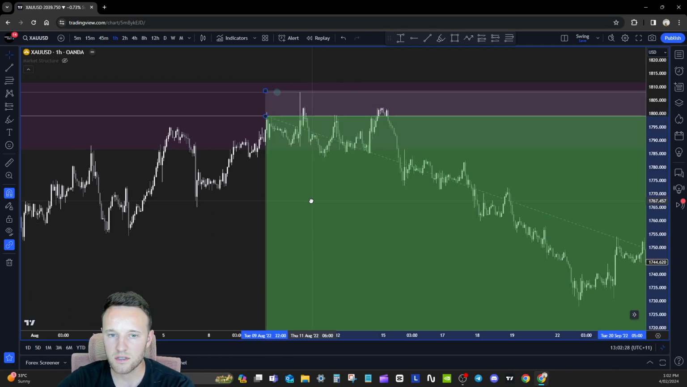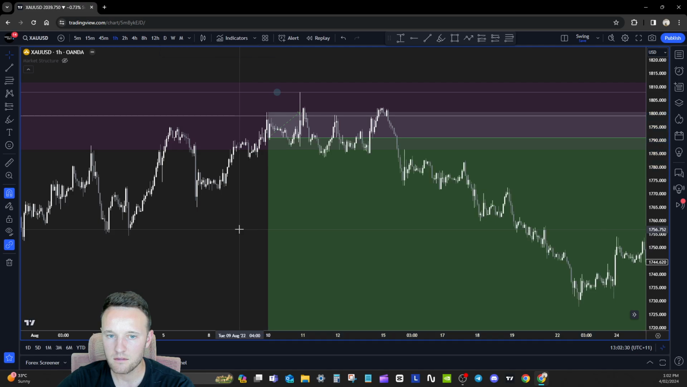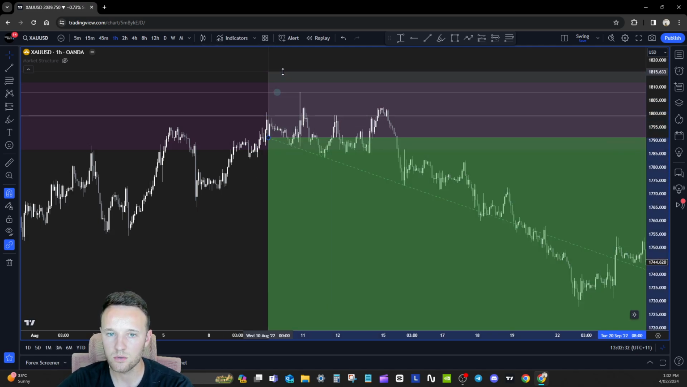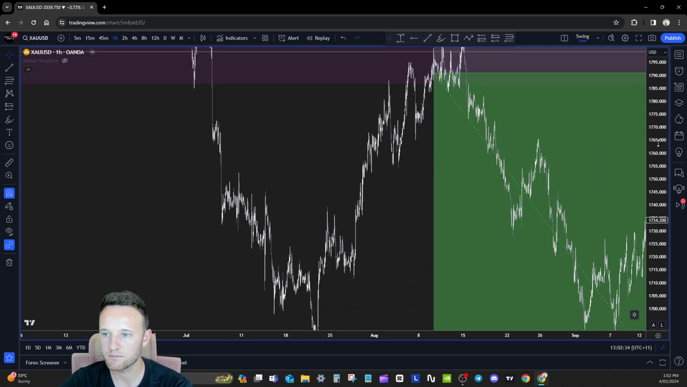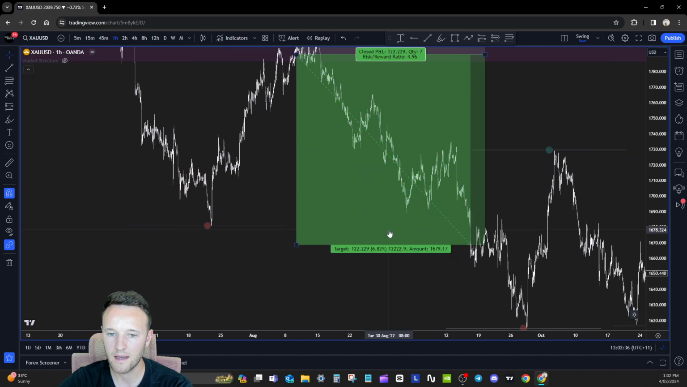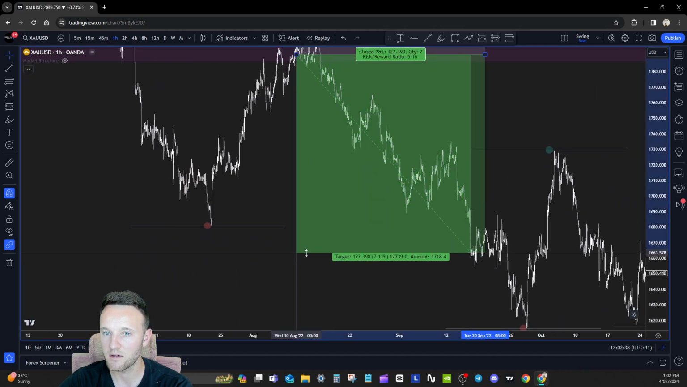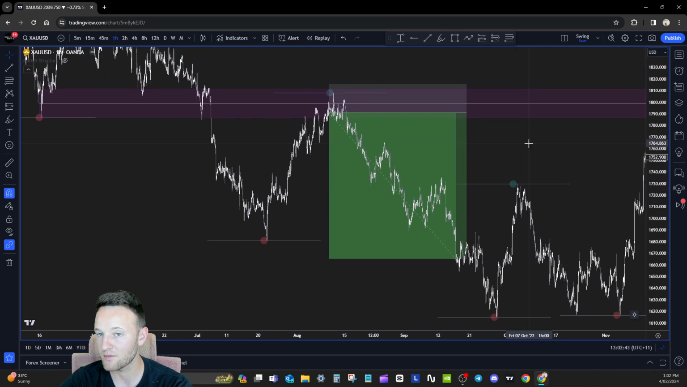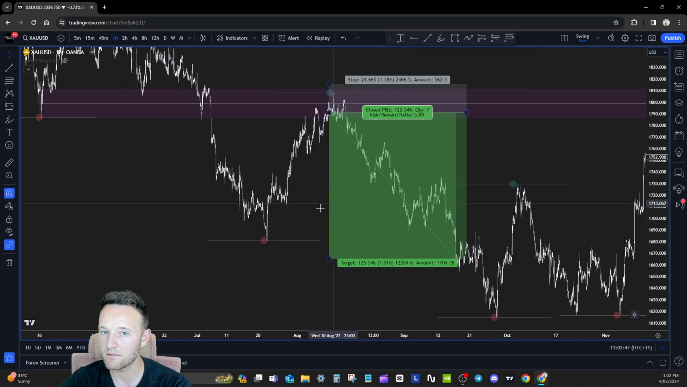If you want to just enter right there and put your stops above the zone, that could be something you could do as well. And in that scenario, you would end up getting less of a risk reward, right? On the 4 hour time frame, we had a 1 to 6. On the 1 hour time frame, we have a 1 to 5.